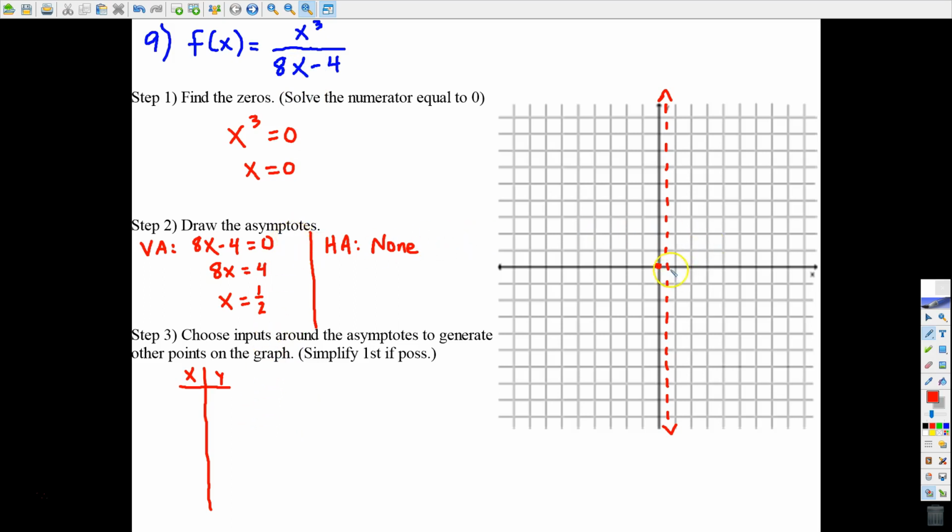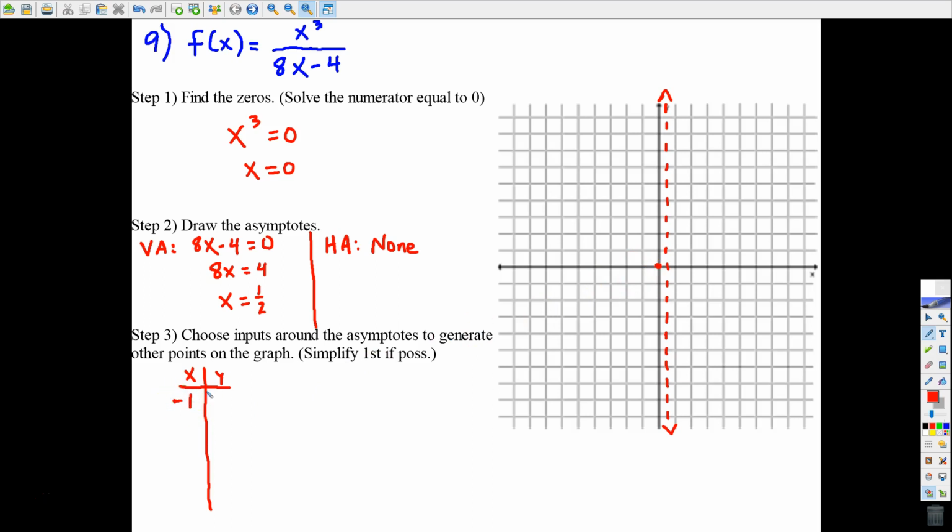So I'm just going to choose some numbers that are around on either side of this vertical line. So basically what I'm trying to do is find out what the graph is doing on the left side of this dotted line that we called x equals 1/2, and what is it doing on the right side of the dotted line. So we're just going to choose numbers, inputs, along the x-axis on either side of the dotted line. Obviously I don't need to choose 0 because I already know I'm passing through 0. So let's test out what do we get for an output if we input -1.